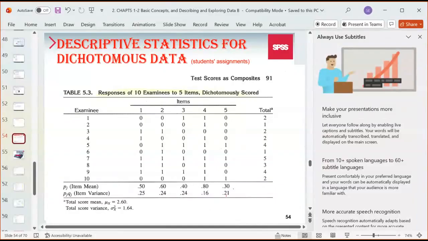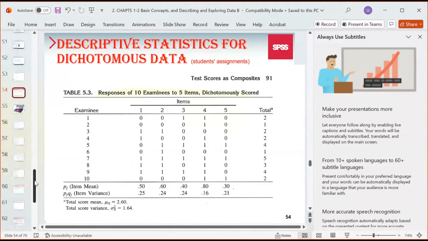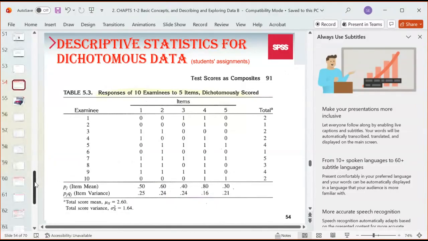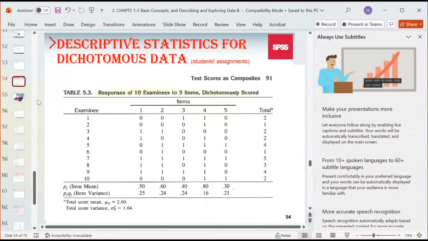And at the bottom, again, you can see the variance. And if you want to get rid of one of them, the lowest is 0.16. You get rid of that, the lowest item in the test. But you can do the same thing, put these in SPSS the way I showed you, and calculate the variance for each and match those numbers, see if they are the same.